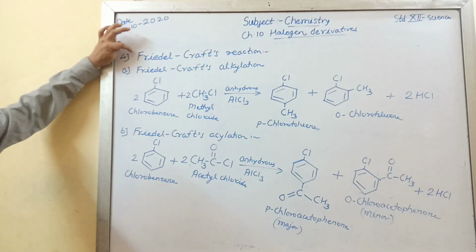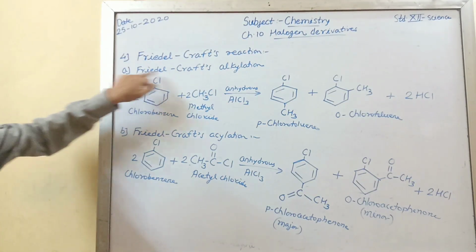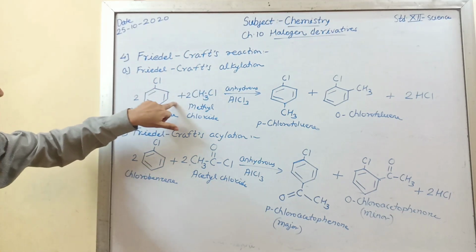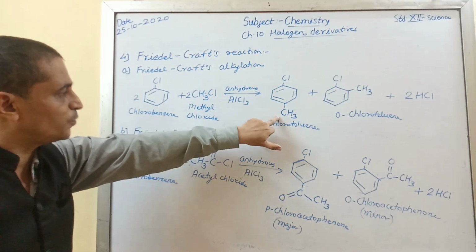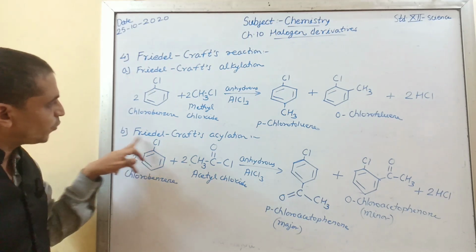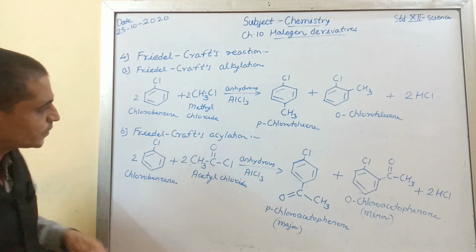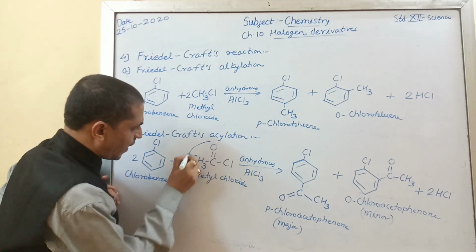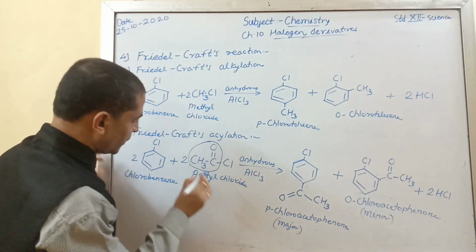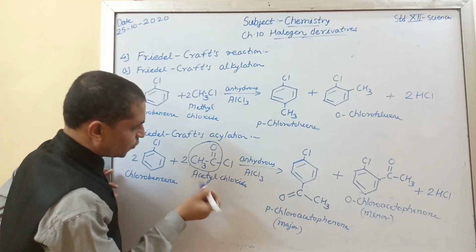Next, Friedel-Crafts reactions. There are two types: Friedel-Crafts alkylation, which involves introduction of an alkyl group, that is a methyl group, and the second one, Friedel-Crafts acylation. Here it involves introduction of this acyl group. See here, COCH3 is the acyl group.